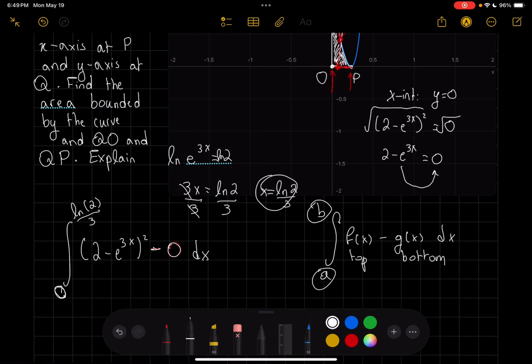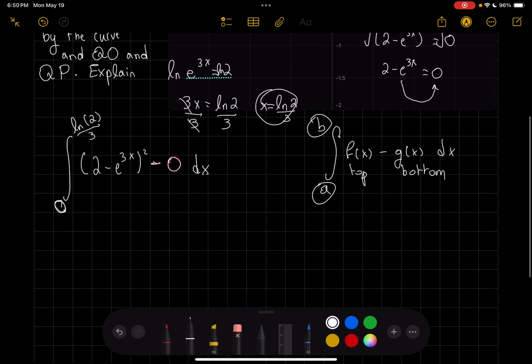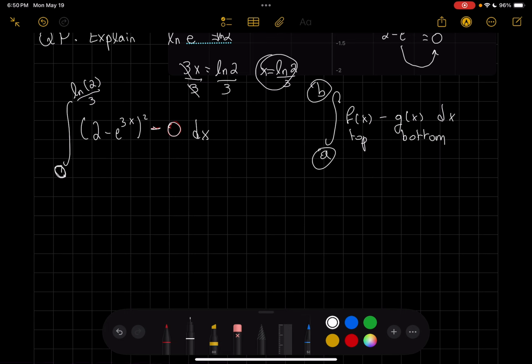Yes, you can. However, your answer will be slightly less accurate than the person who would put ln 2 over 3. But it's totally possible. It's totally permissible for you to do that. It's totally fine. So let's get into the integration right now.